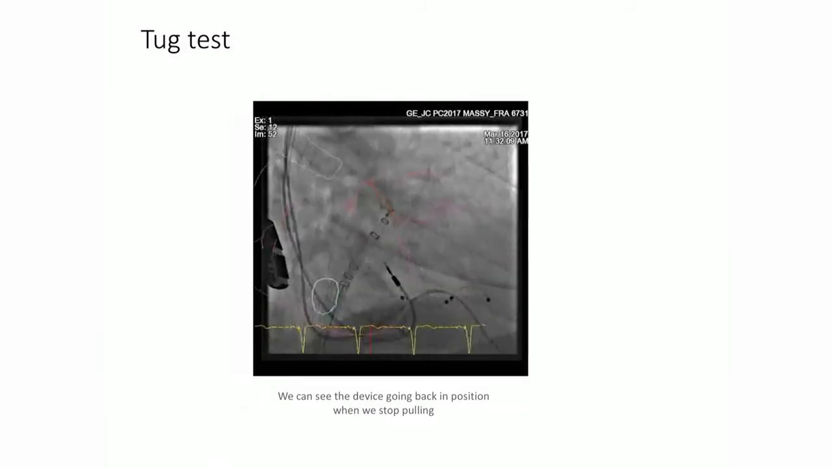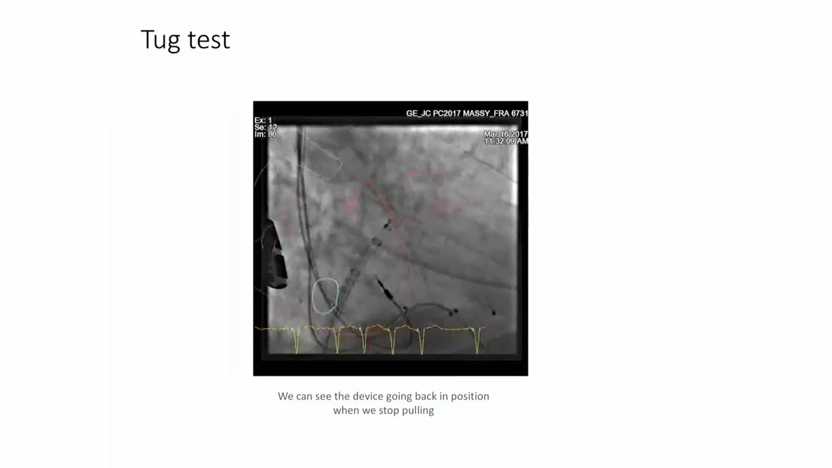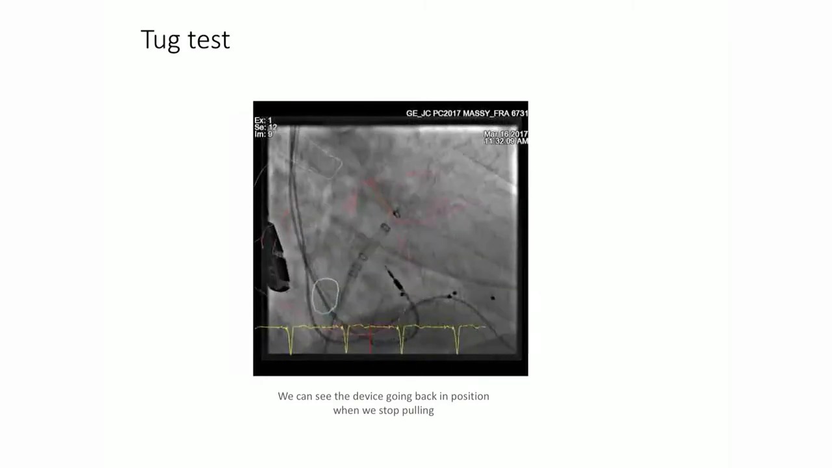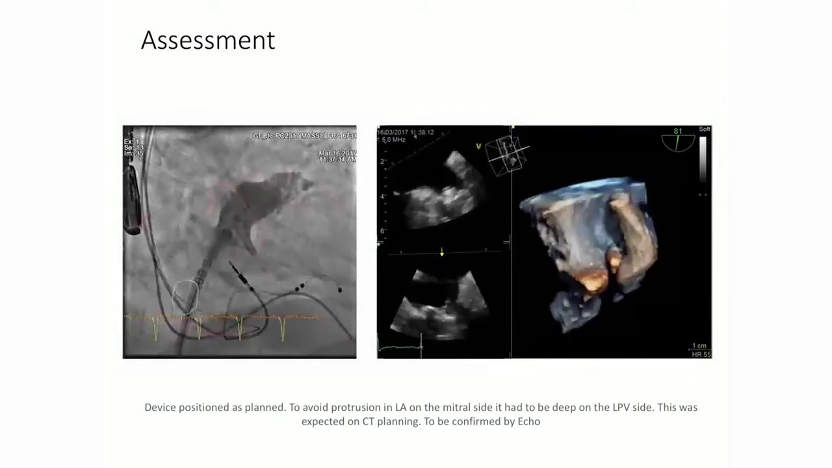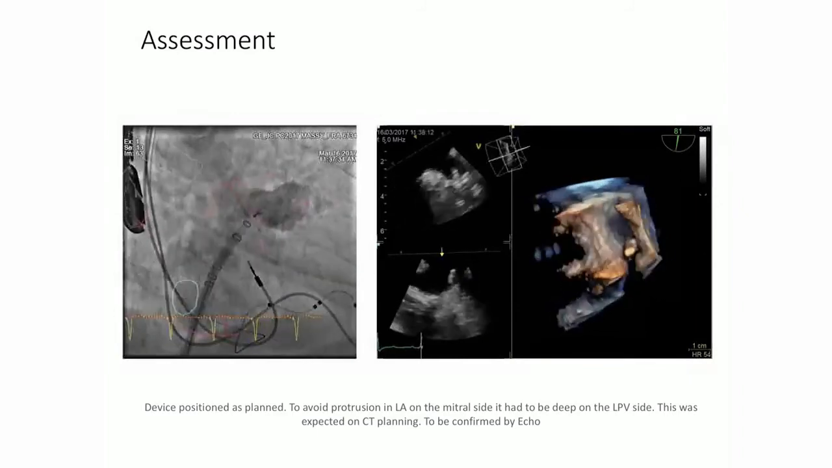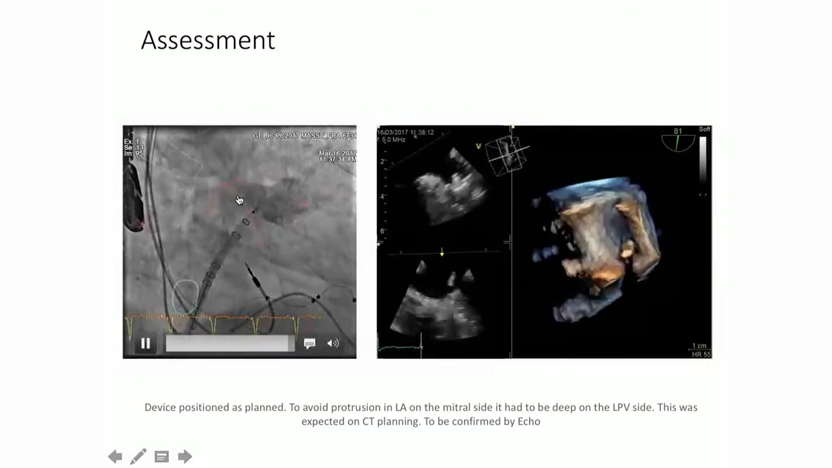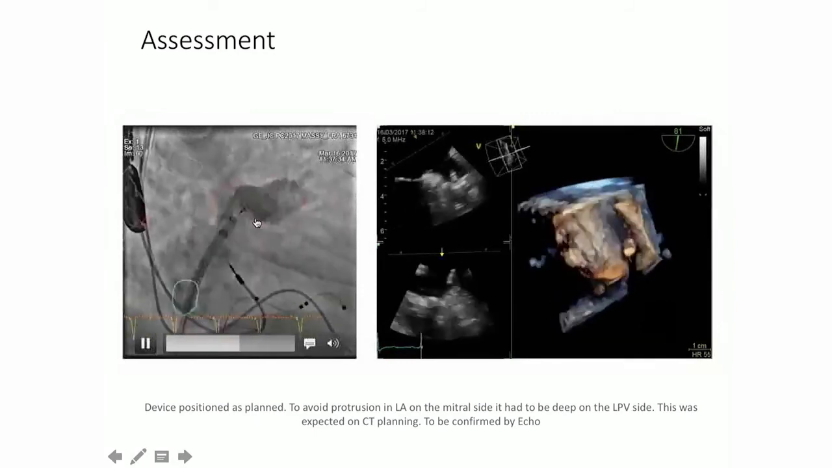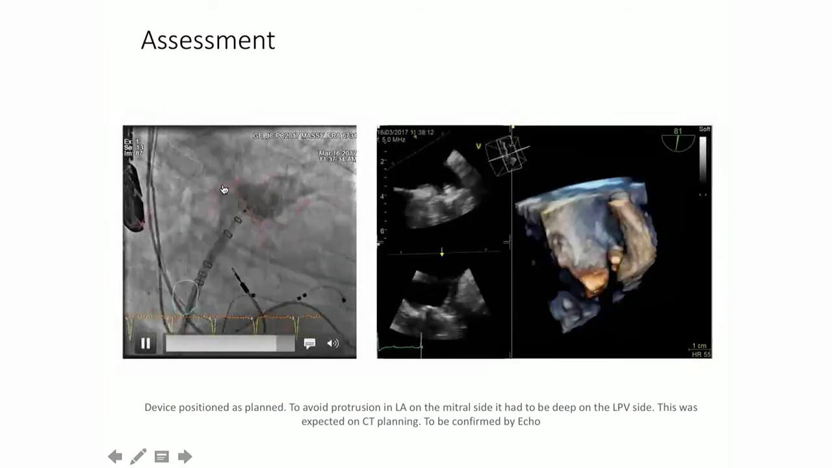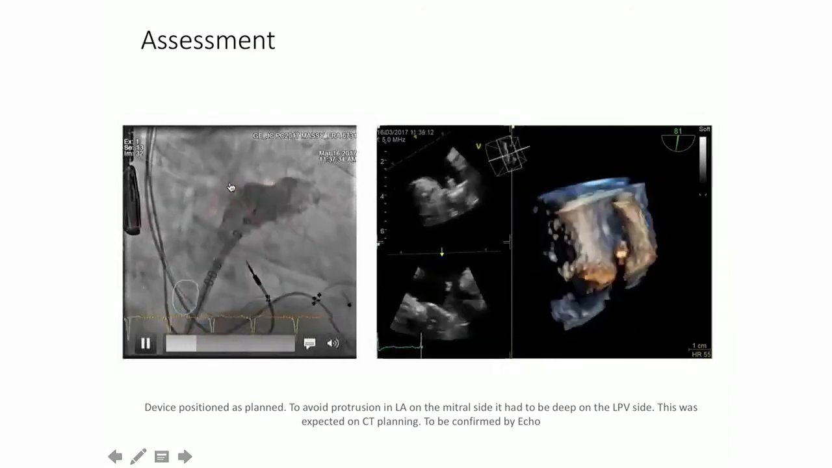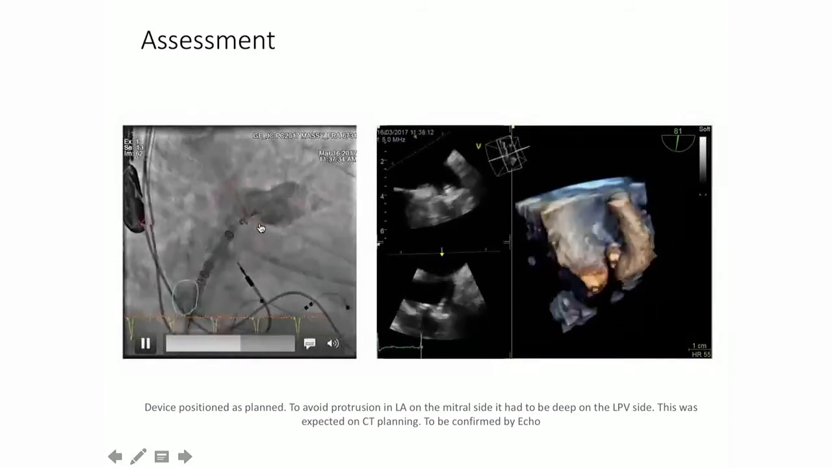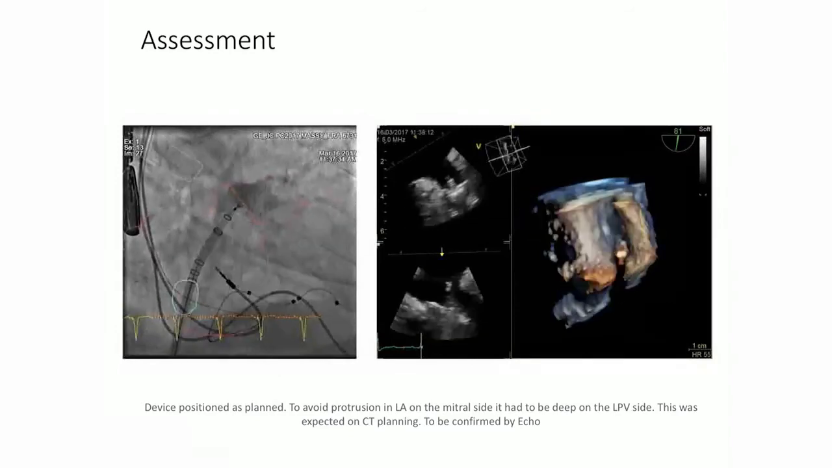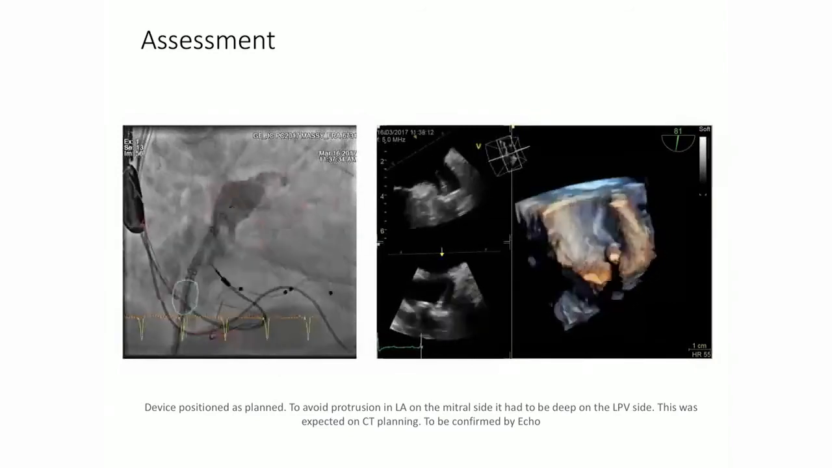Next, once we're satisfied with the positioning, we perform a tug test. As you can see here, we're pulling on the device and it goes back into its position when we stop pulling. And finally, we do a final assessment where we inject into the LAA and we look at the position of the device. So the device in this specific case was perfectly positioned as we had intended, vis-a-vis the planning line or the landing zone. As you can see, it appears a little bit deep on the left superior pulmonary vein side, but it's perfectly positioned on the mitral side. So this was expected, and we were very satisfied with the position in this case.